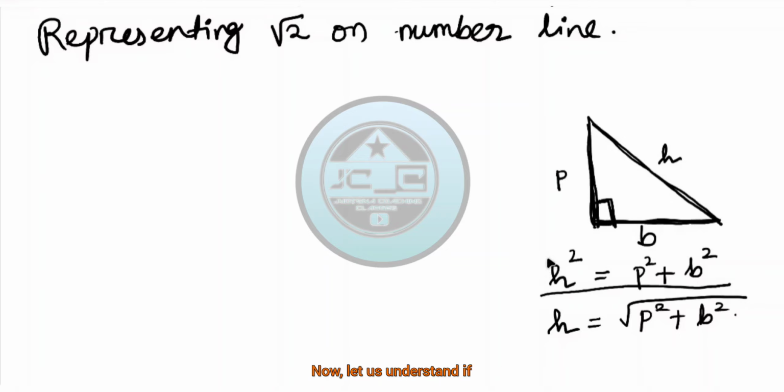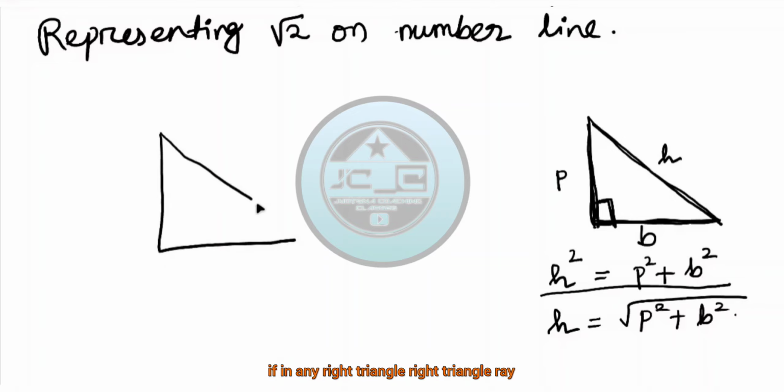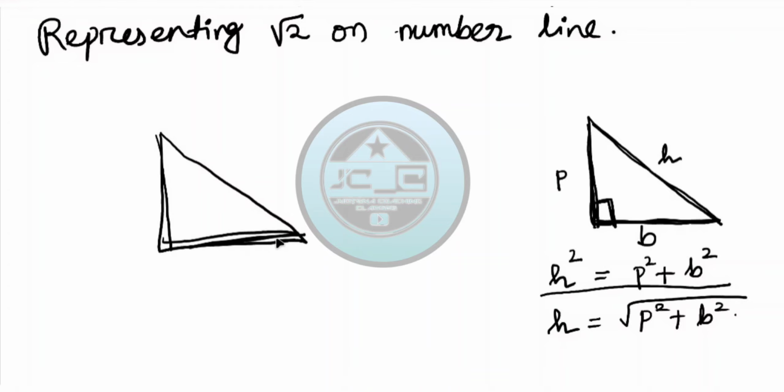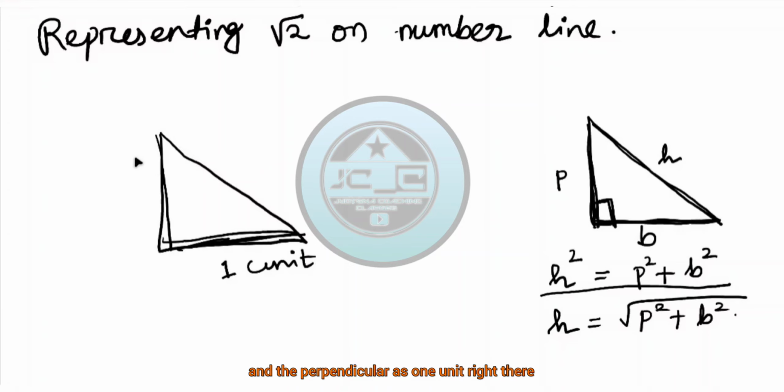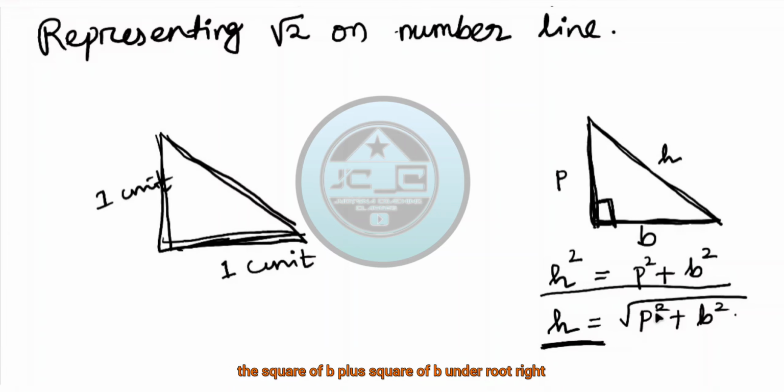Now let's understand: in any right triangle, if I draw it here and take the base as only one unit, and the perpendicular as one unit, then what will be the length of the hypotenuse? As it says, the length of the hypotenuse is equal to the square root of p square plus b square.